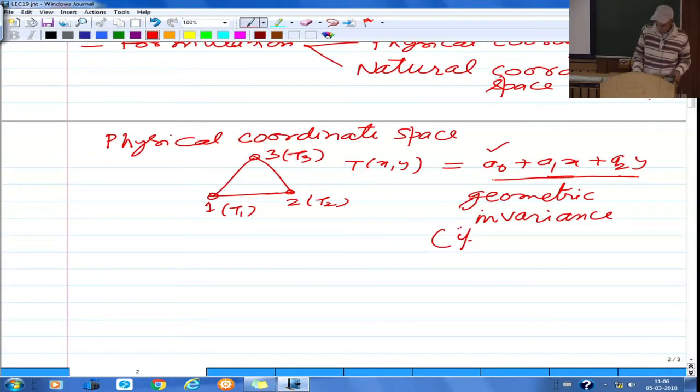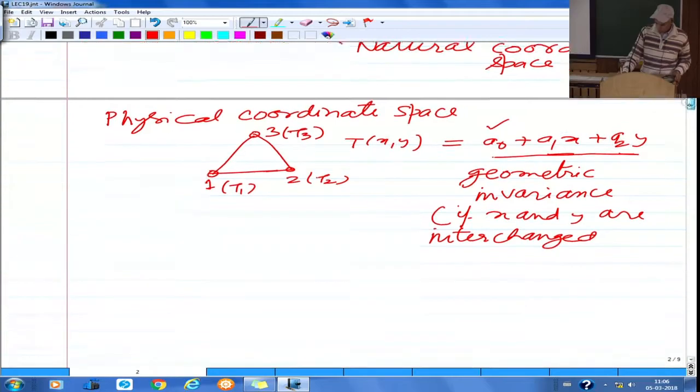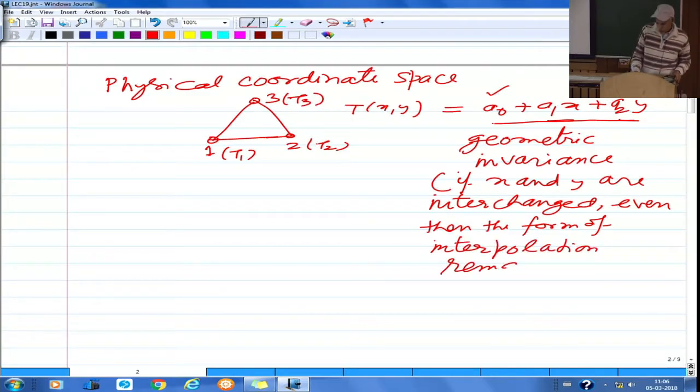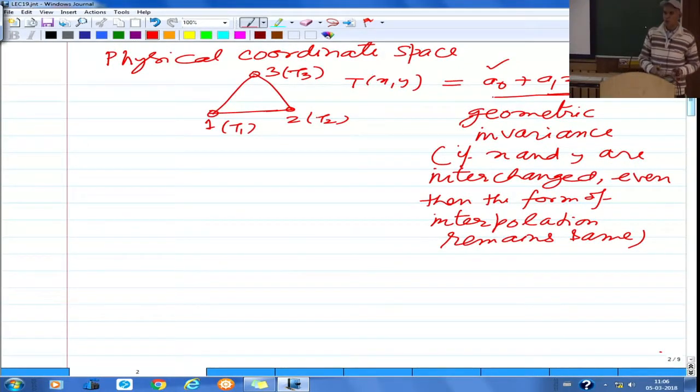Means if x and y are interchanged, even then the form of interpolation remains same. Okay. So in addition to a constant term, complete polynomial, we also should satisfy the geometric invariance condition when we are assuming the approximate solutions for 2D and 3D problems. So as of now we are discussing 2D.